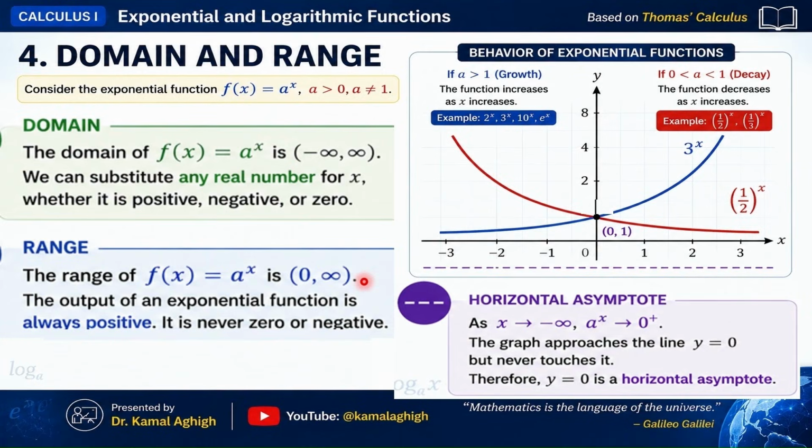As x becomes very large, the function grows rapidly when the base is greater than 1. On the other hand, as x becomes very negative, the graph approaches the x-axis without ever touching it. This means that the line y = 0 is called the horizontal asymptote of the exponential function. These observations about the domain, range, and asymptotic behavior help us understand the shape of the graph and study its important properties in the next part of the lesson.